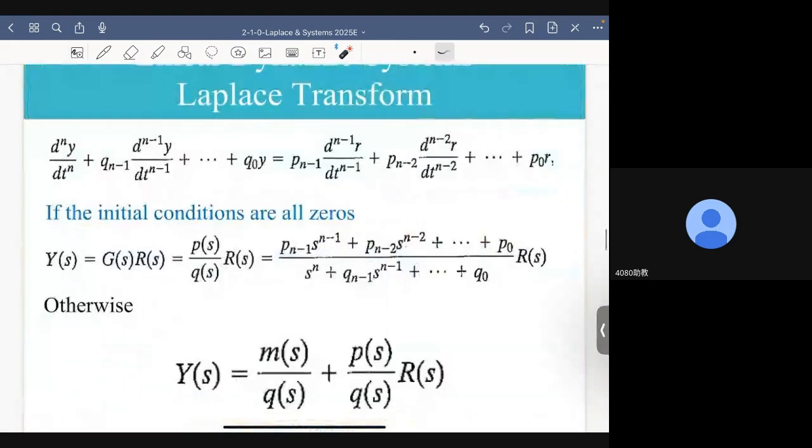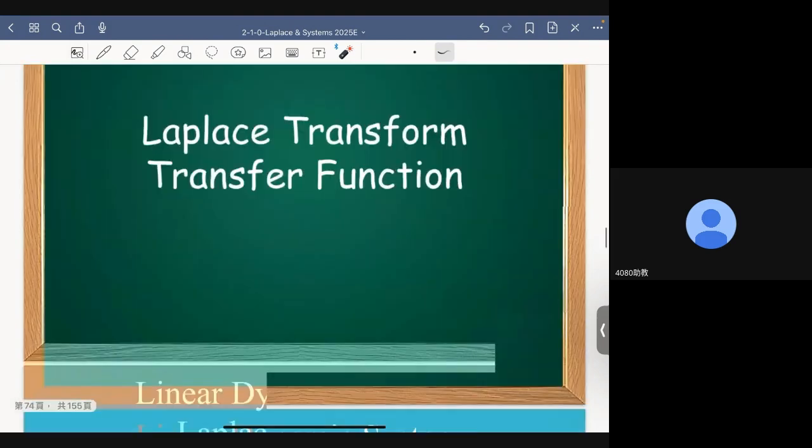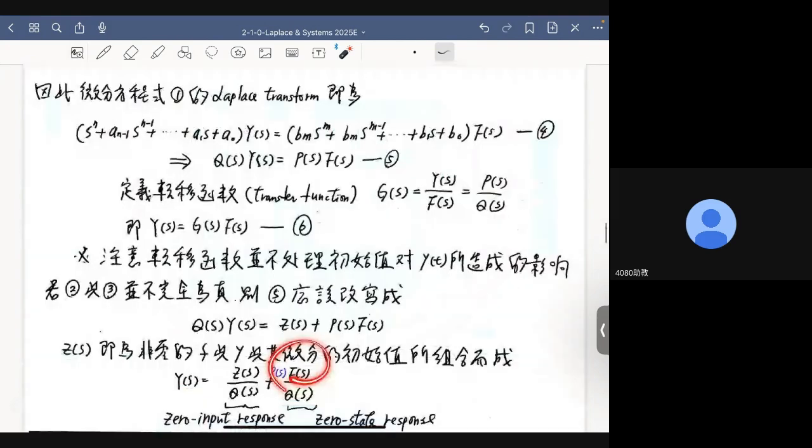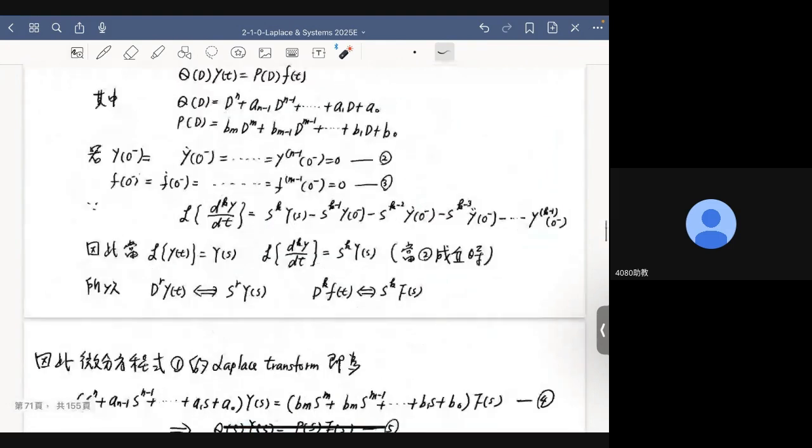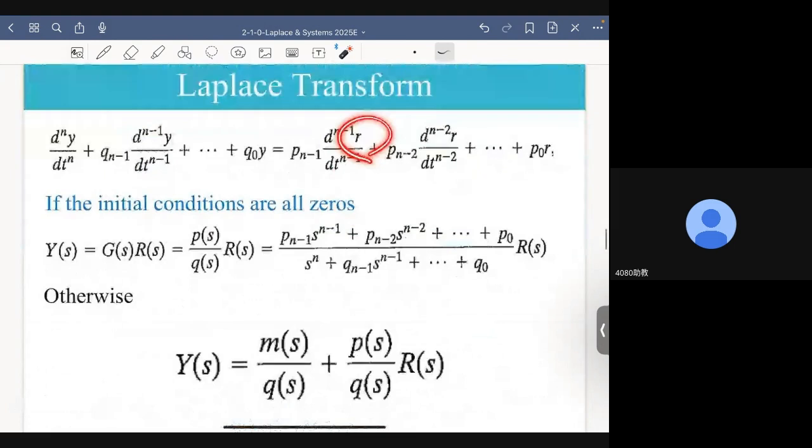Okay, again, let's go back to our differential equations. Here, if the initial conditions are all zeros, the transfer function is G of s, all right? And with G of s, I have Y of s equal to G of s times R of s. I'm sorry that sometimes here, the input is F, okay? Now, in here, the input is R. I'm sorry for the inconsistencies of the notations that are used. I apologize for that. Okay.